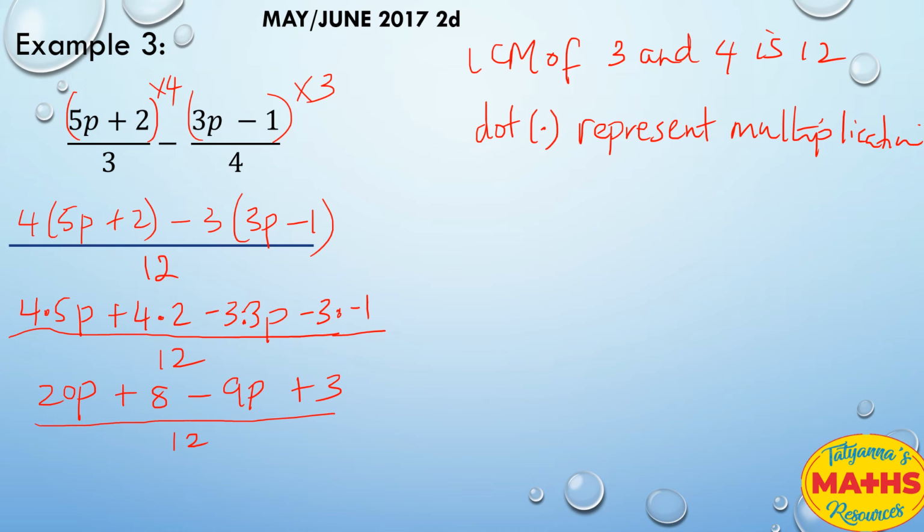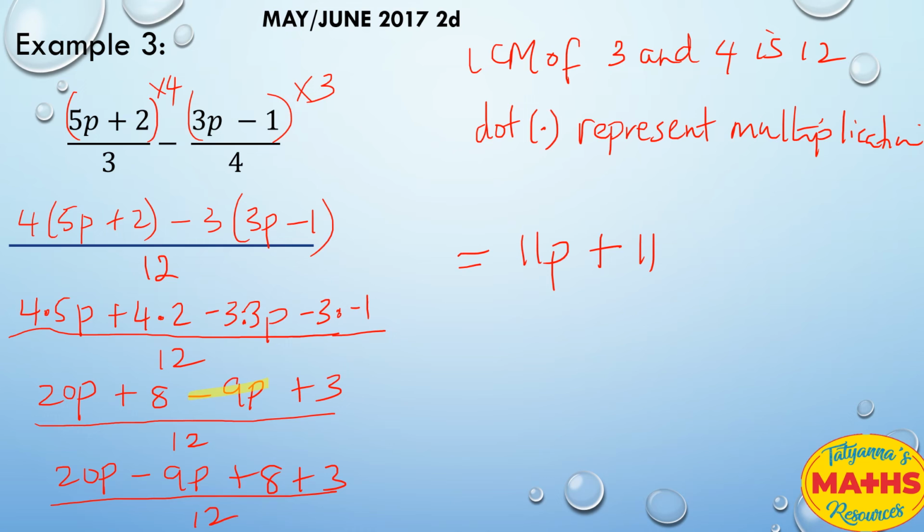Next step, group. So 20p goes with this minus 9p, all over 12. And this plus 8 plus 3. Good. So now we're going to get 11p plus 11 over 12. And that's the answer.